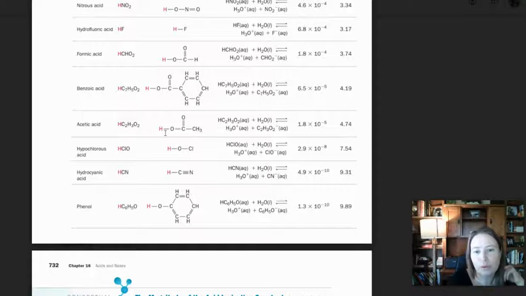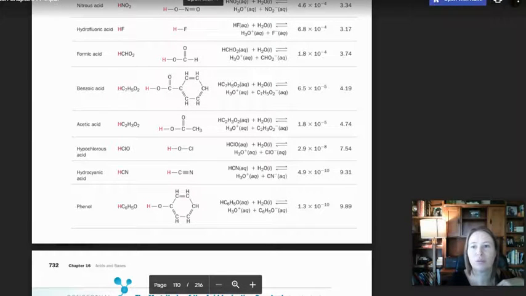This is the acid with the hydrogen attached to it. So this H at the end is the only one that comes off. The H bonded to the carbon will not come off, so those are not part of the acid. And it's 1.8 times 10 to the negative fifth.